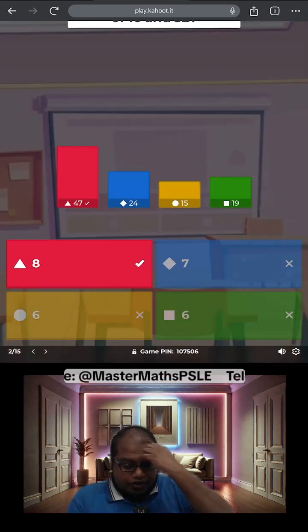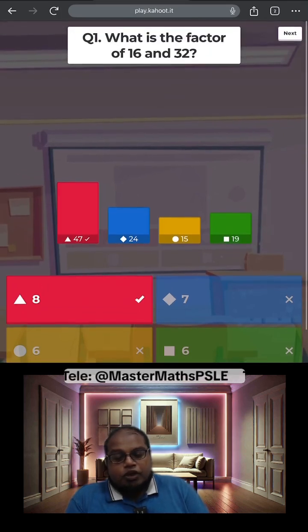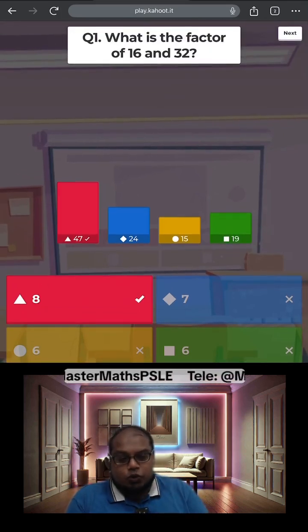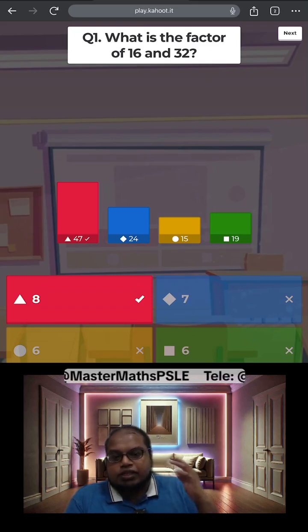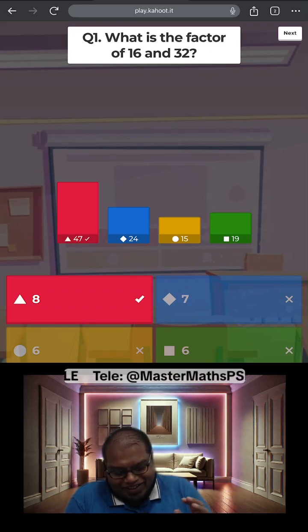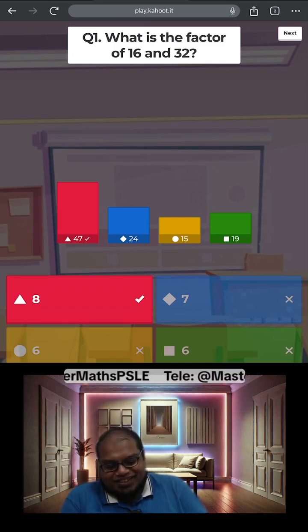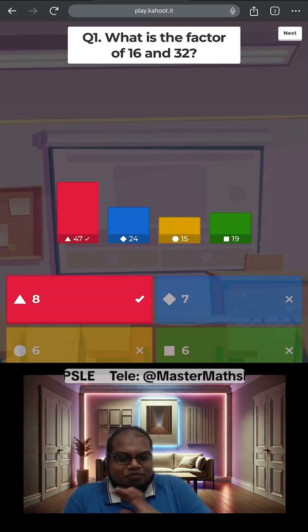Alright, very good. 47 of you got it correct. Good job, good job. So yes, because one factors of 16 and 32. It has to be 8. 7 is not. 6 is not. Oh yeah, there's 2 6 there also. I suppose we put 8765, but I suddenly put 8766. But basically not supposed to be the rest, but supposed to be 8.